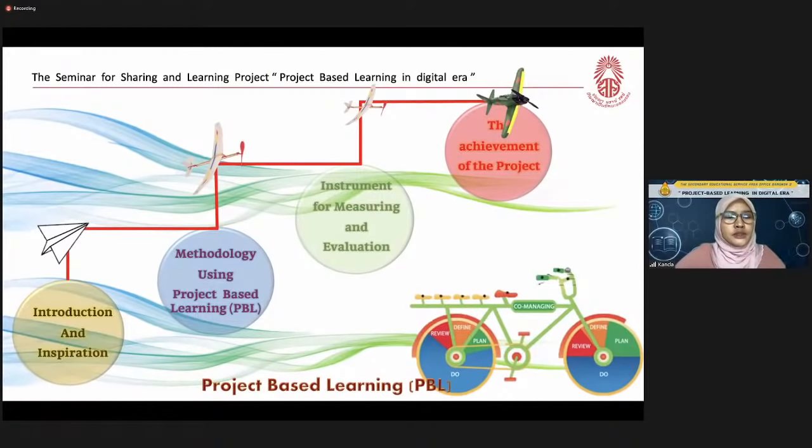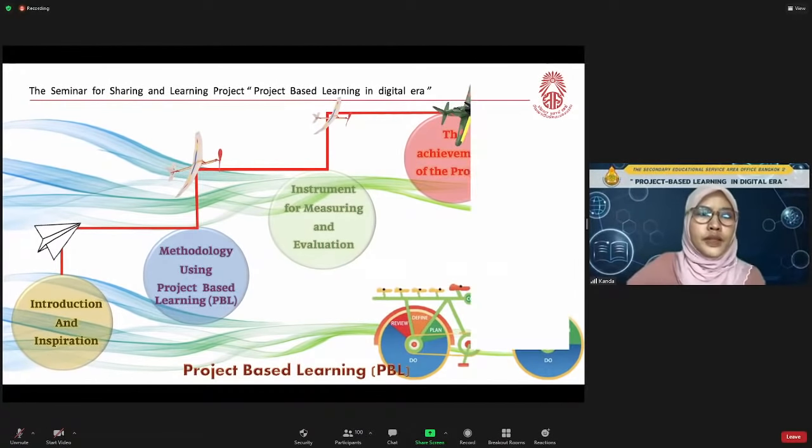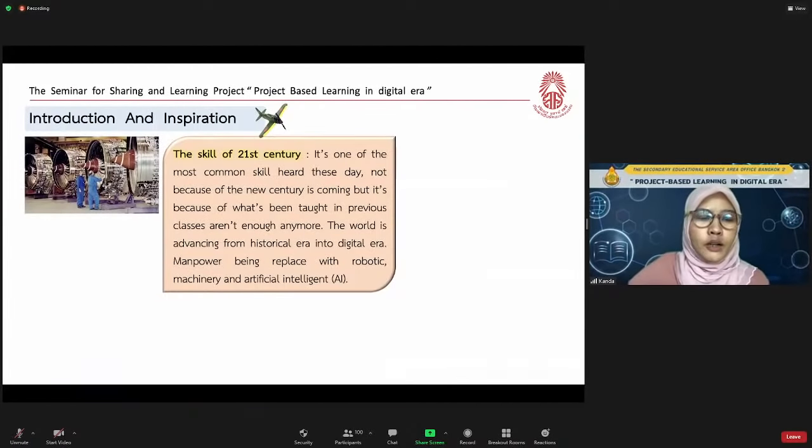To start with, I will describe introduction and inspiration. Then I will mention methodology using project-based learning or PBL. After that, we will consider instruments for measuring and evaluation. Finally, I will talk about the achievement of the project. Let's begin. I will start off with our introduction and inspiration.